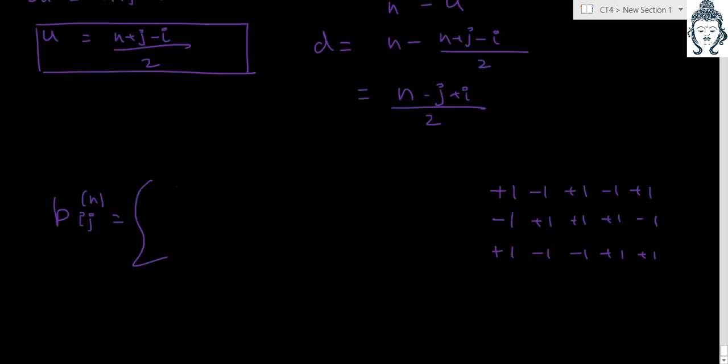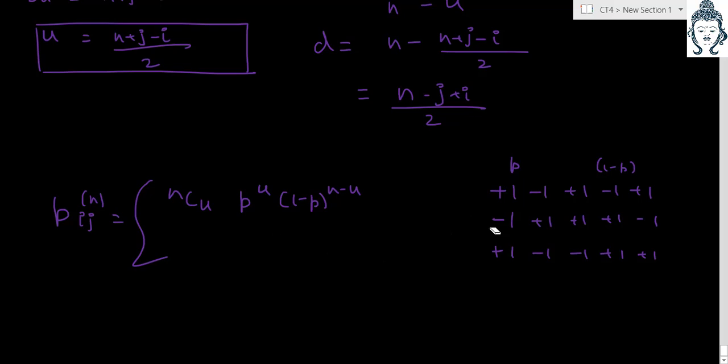So the probability of getting U upward movements out of n movements is nCU, P to the power of U, and (1 minus P) to the power of n minus U. Now P is the probability of upward movements. We have already seen that the process takes a value of plus 1 with the probability of P and minus 1 with the probability of 1 minus P. So you'll have P for upward movements, and with 1 minus P you'll have n minus U, that is D, downward movements. That is how it will function.